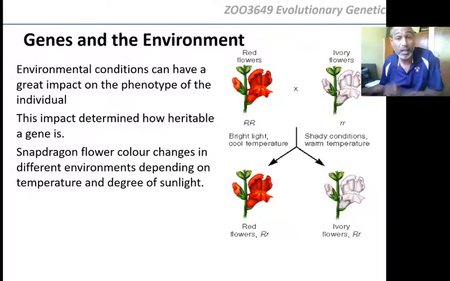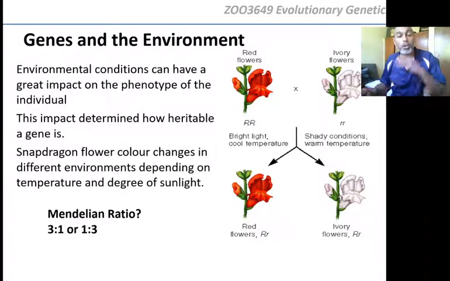Remember, you should see a 3:1 ratio. You're not seeing it. All of them will be red. You'll be like 4 out of 4 are red. But if you do the same mating and you grow the heterozygote kids in shady conditions under warm temperature, all of them will be white. Remember, only 1 out of 4 should be white in Mendelian. Here, all 4 are going to be white. So your ratio is messed up. Okay? Your ratio is messed up.